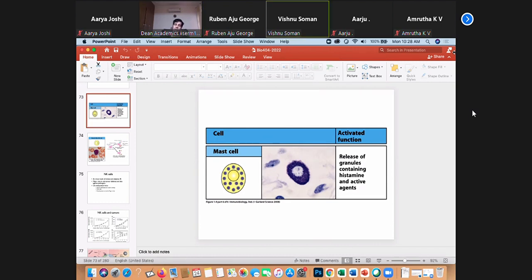Fine, sir. Thank you. Well, too much information, but why we call it adaptive and innate is because of the kind of repertoire they are able to provide you. So what kind of antigens can you recognize?